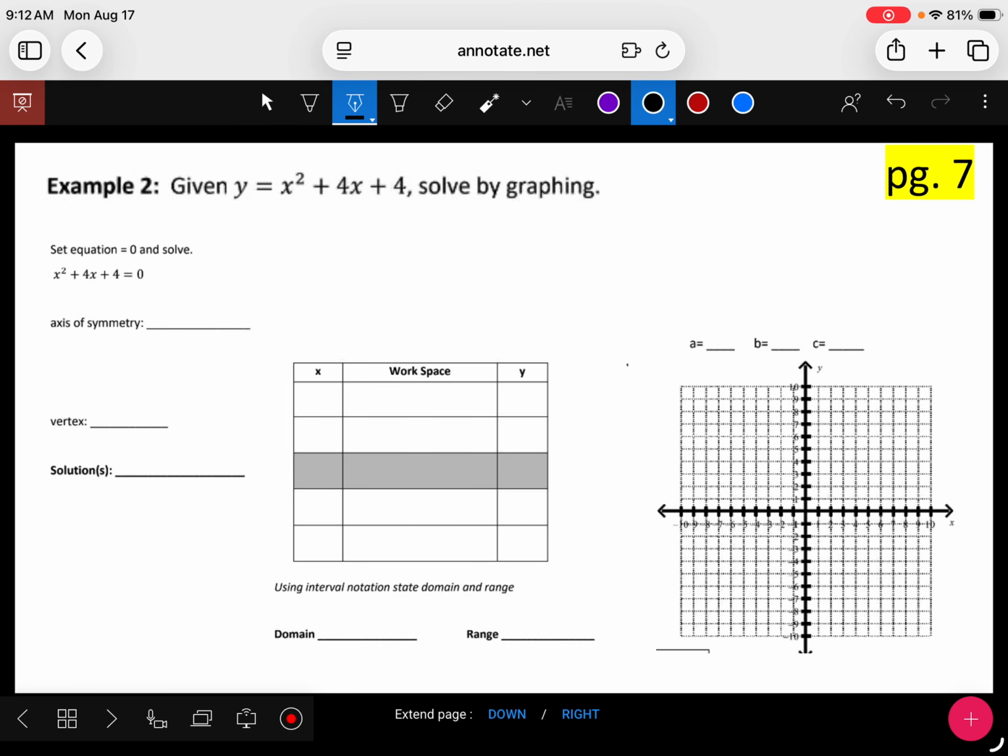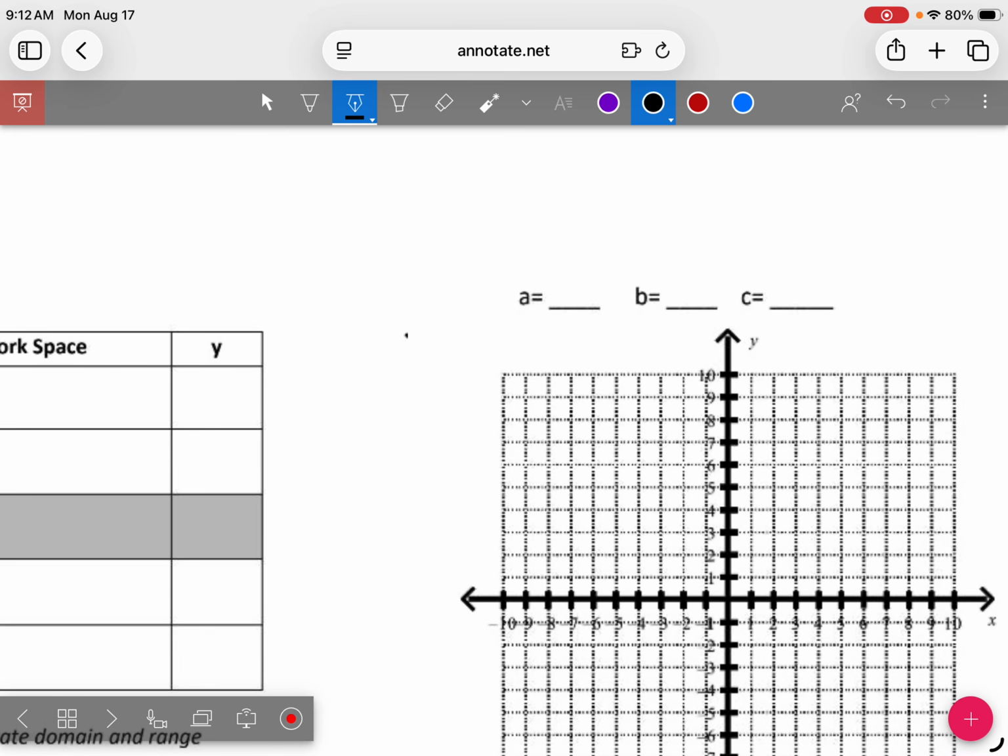So let's start off with A, B, and C. So Christian, what's A, B, and C? A is 1. B is 4x. Just 4. C is 4. Perfect. So we got 1, 4, 4.